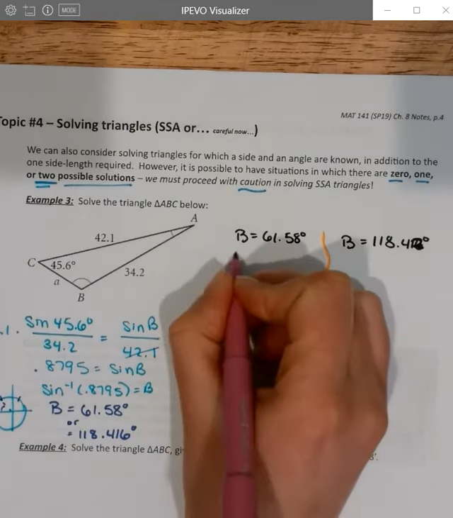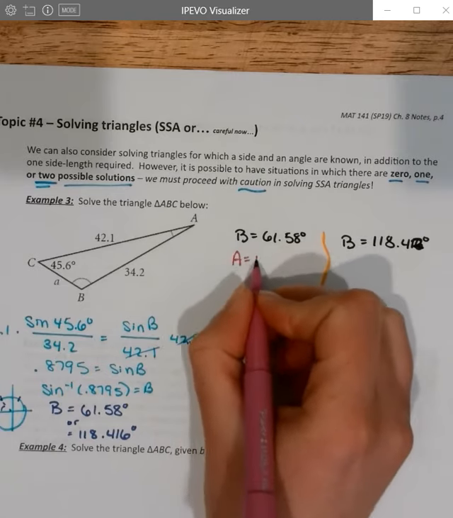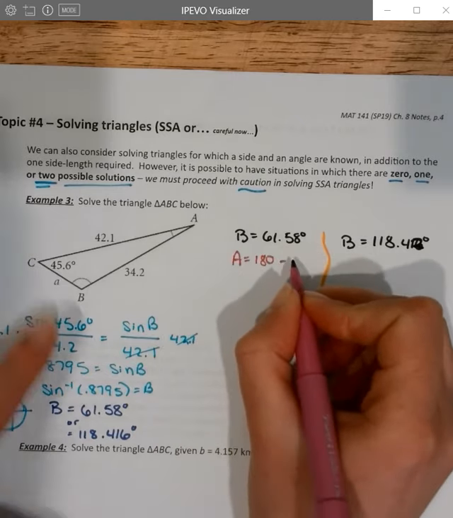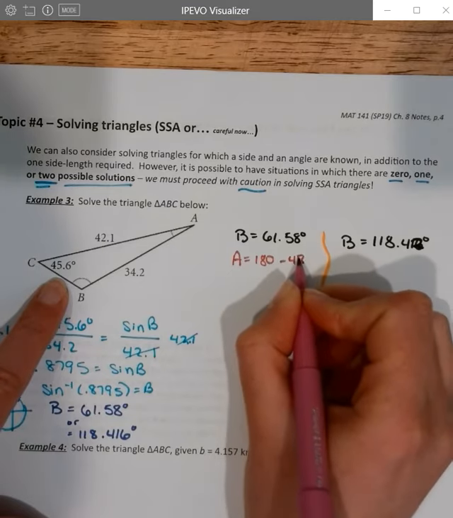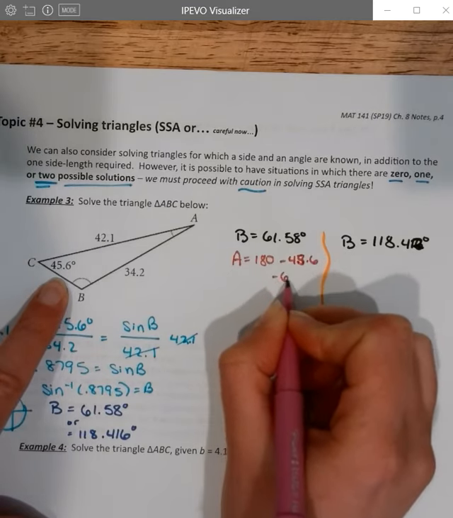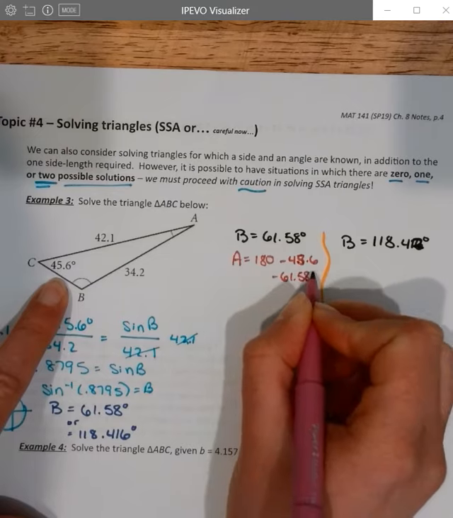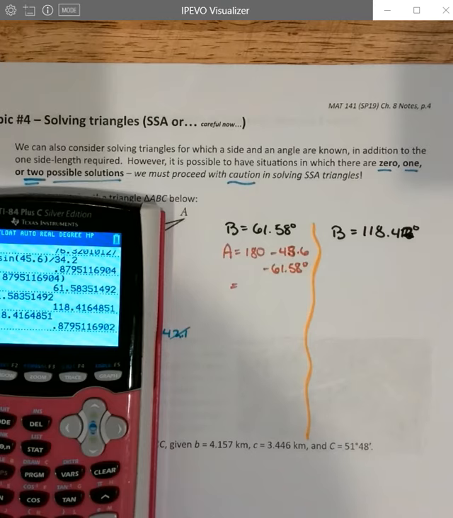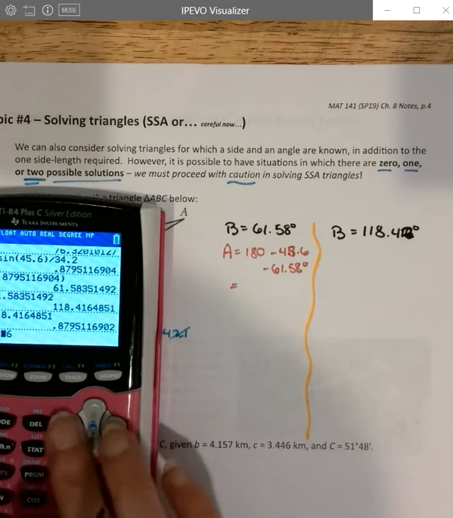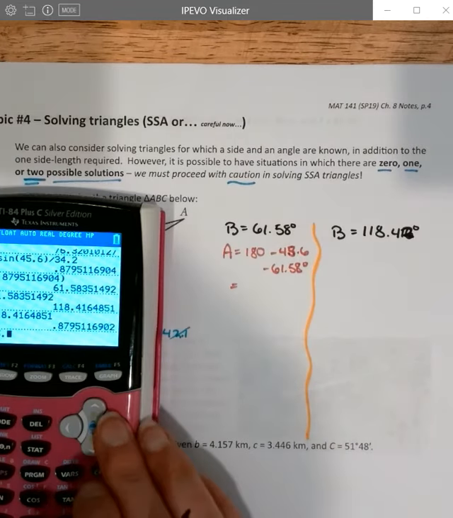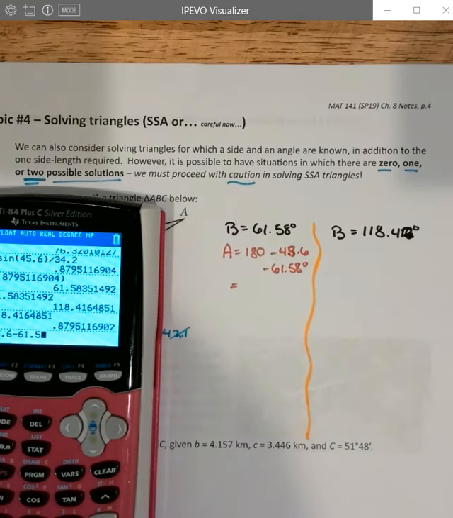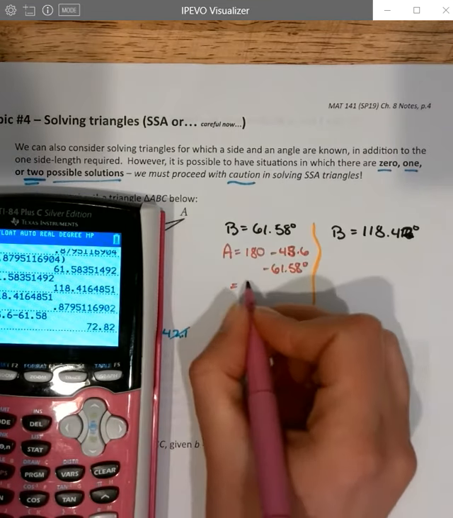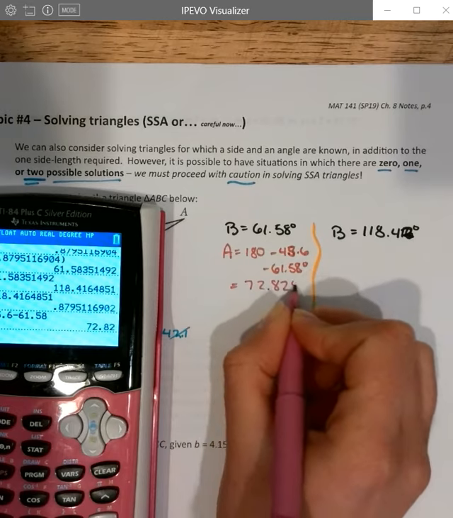Okay, now for each of these, let's find the angle A. And so in the first one, angle A would be 180 minus 45.6 minus 61.58. Oops, 45.6. I can't read my own writing there. 180 minus 45.6 minus 61.58. So this would give us an angle A of 72.82 degrees.